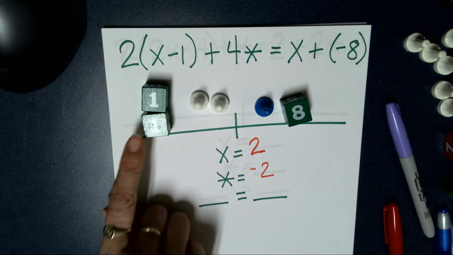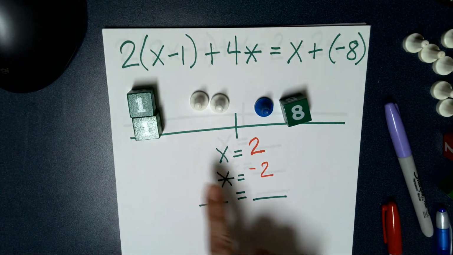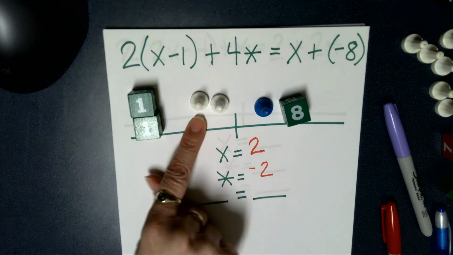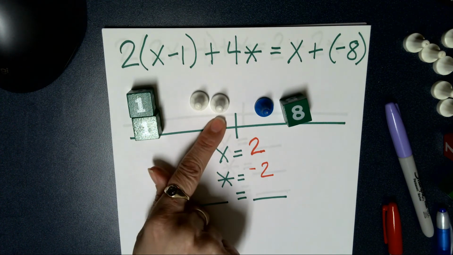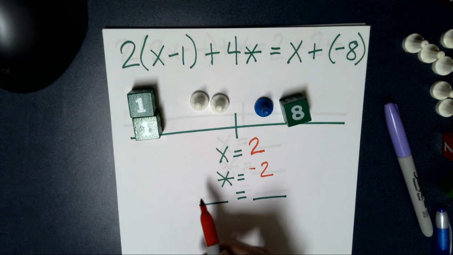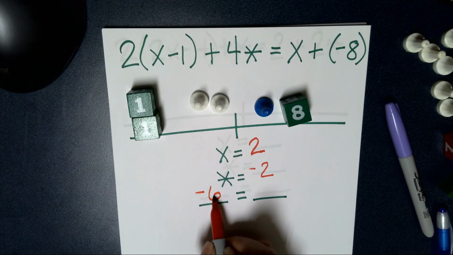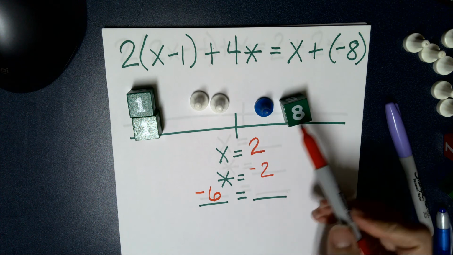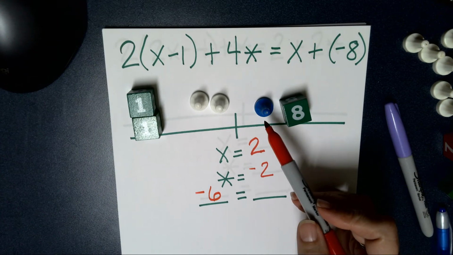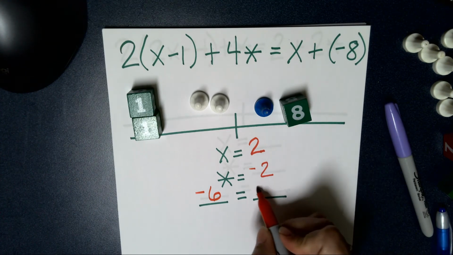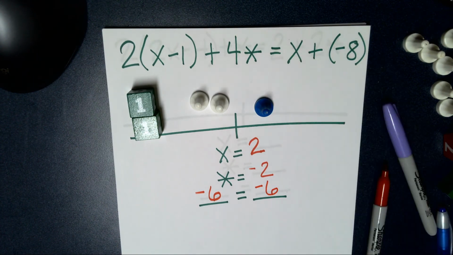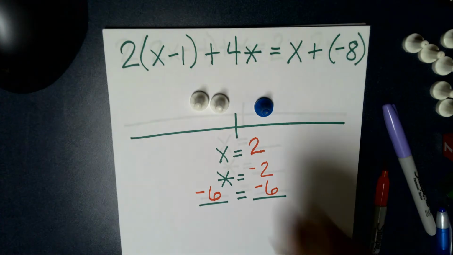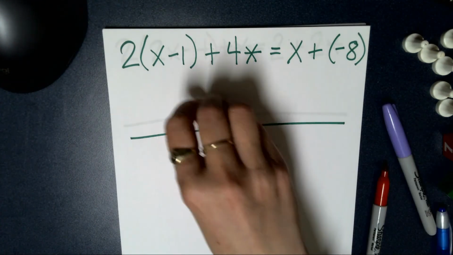So now I have negative 2. Negative 2 plus negative 2 gives me negative 4. And negative 4 plus negative 2 gives me negative 6. So on this left-hand side, I have negative 6. And on the right-hand side, I have negative 8 plus 2. So I get negative 6 from that. We have one more problem to do.